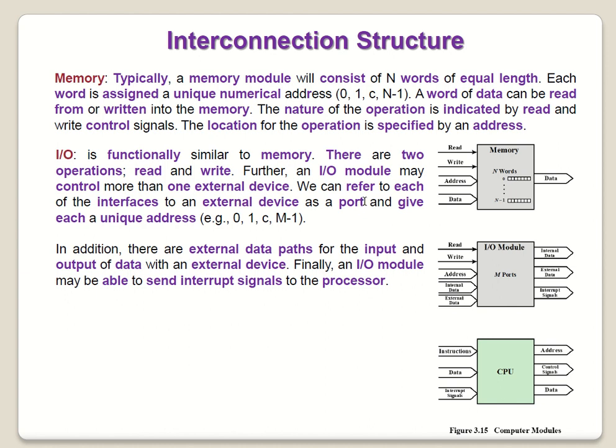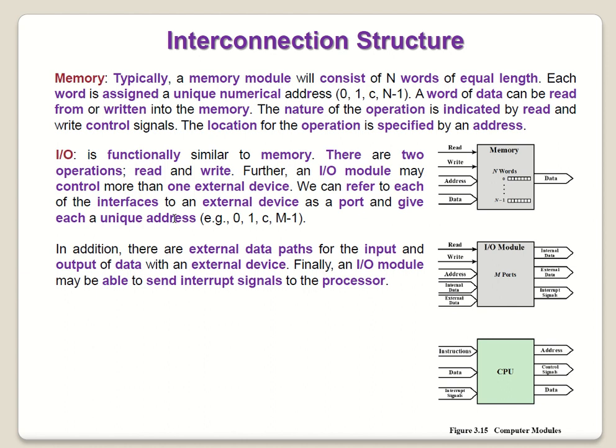So we can refer to each of these interfaces to the external device as a port and give each a unique address. Each port will have a unique address. For example, assume a printer is connected in a USB port. So that port will have an address. Your keyboard is connected in one USB port. Your mouse is connected in another USB port. And your monitor is connected in the VGA port. So each port is given an address. So that address determines the device.